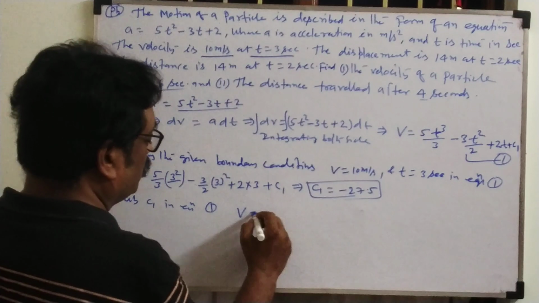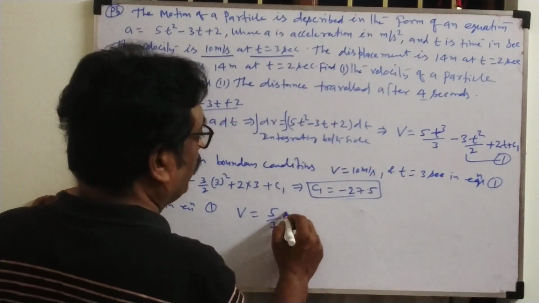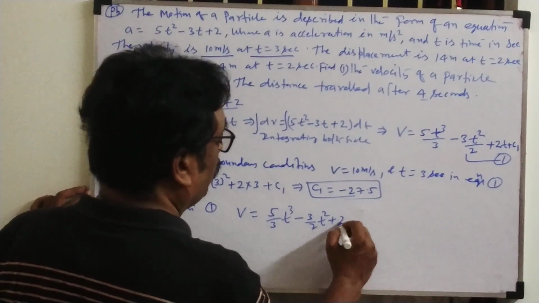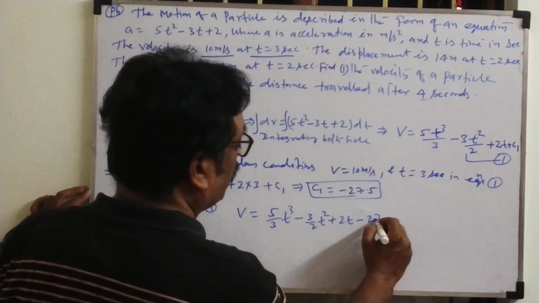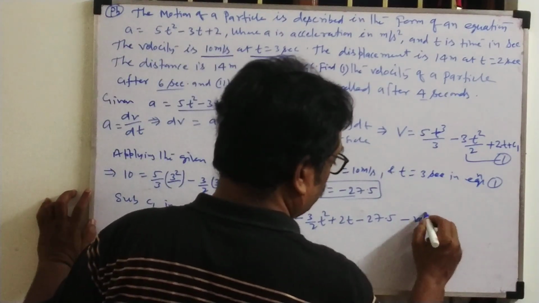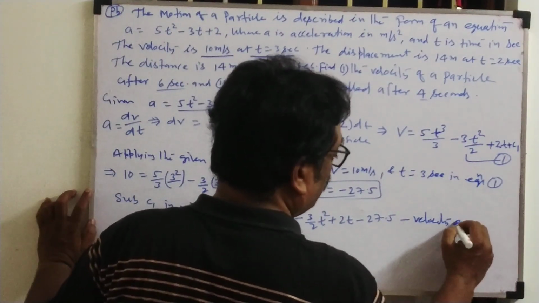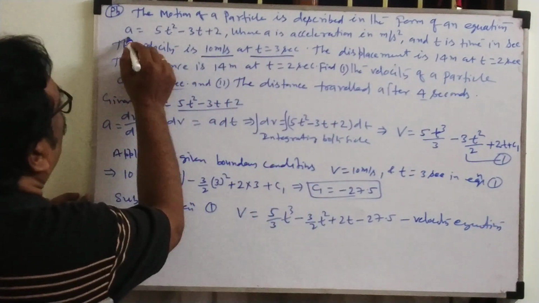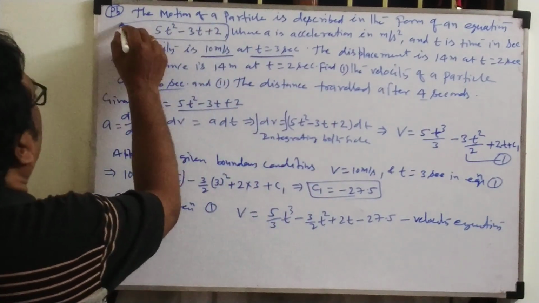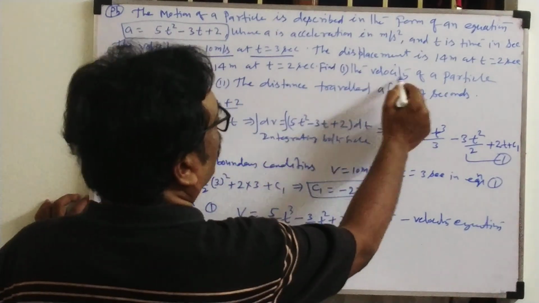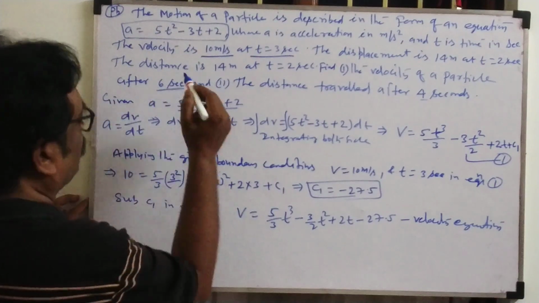So what does equation 1 become? 5 by 3 t cube minus 3 by 2 t square plus 2t minus 27.5. This is known as the velocity equation. The acceleration equation was given in the problem, and now we got the velocity equation. Now what are they asking? First answer: velocity after 6 seconds.